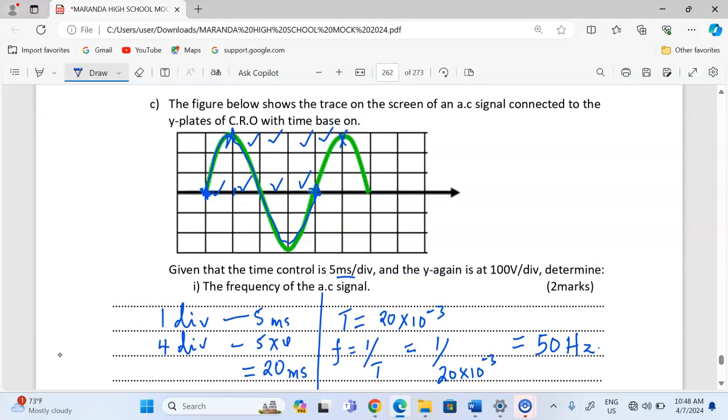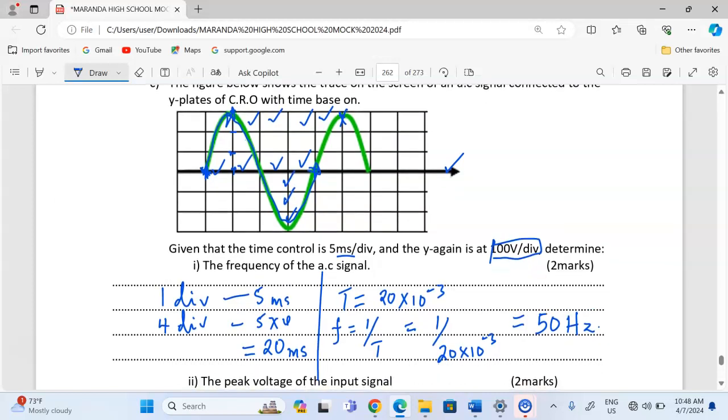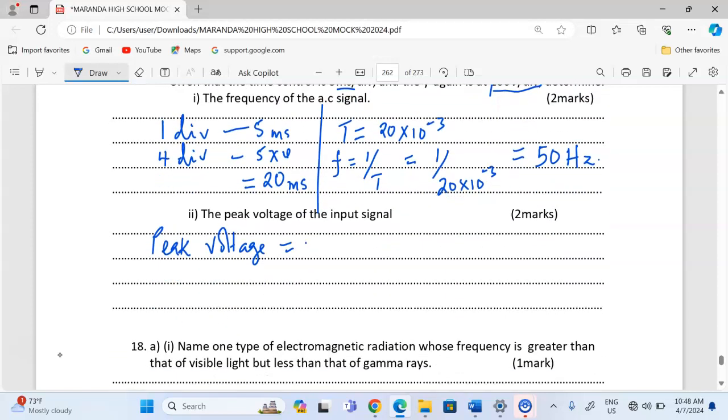According to the Y gain setting, we have 100 volts per division, and the highest number of divisions in the vertical axis, either from the mean position, either upwards or downwards, is only 3 divisions. 1, 2, 3. Therefore, with 3 divisions being the amplitude, we just need the number of divisions times the Y gain setting. This is going to give us 300 volts as the peak voltage.